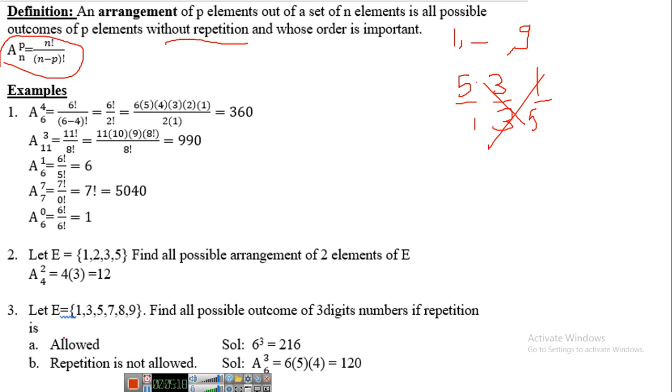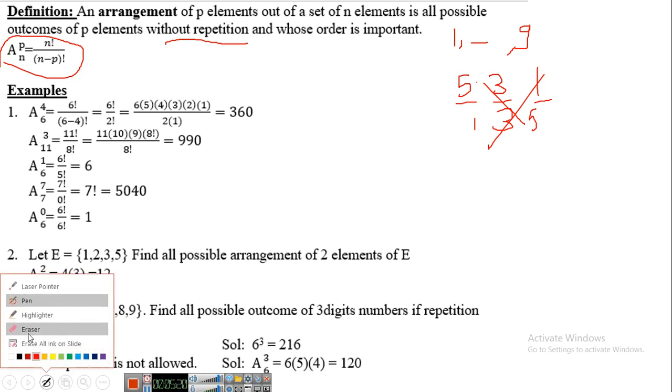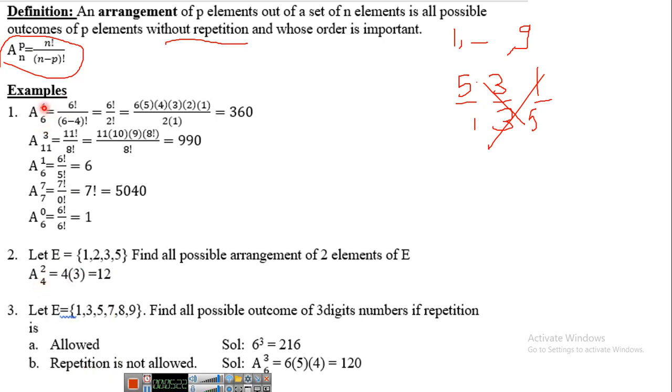How do we solve n factorial over n minus p factorial? Let us see here. Arrangement 4 out of 6, so it's 6 factorial, n factorial, the bigger one, over the difference between the two. So 6 factorial over 2 factorial is 6, 5, 4, 3, 2, 1 over 2, 1. If you want to cancel, it's 6, 5, 4, 3. What does it mean? You want to pick 4 elements out of 6. If you want to do it directly, you go from 6 for 4 terms: 6, 5, 4, 3.